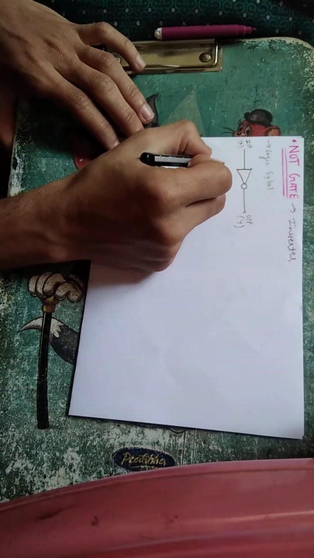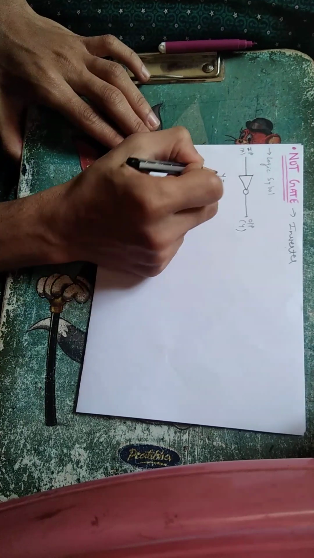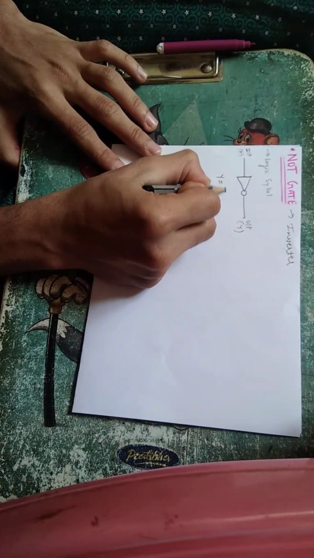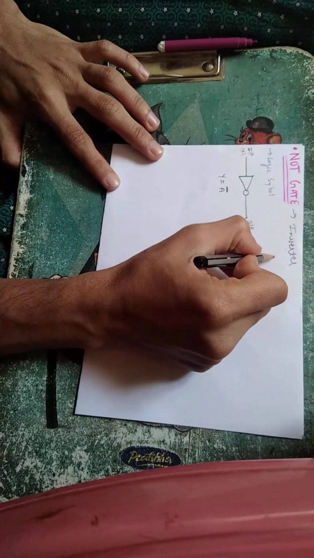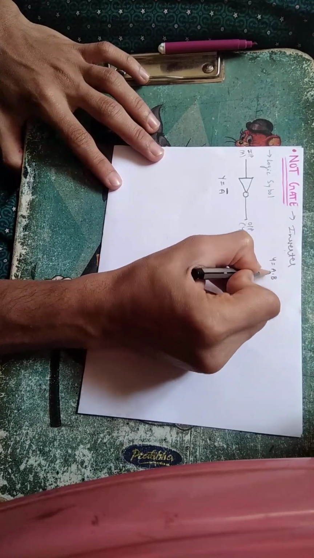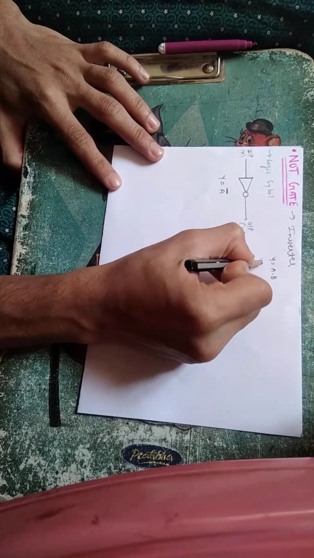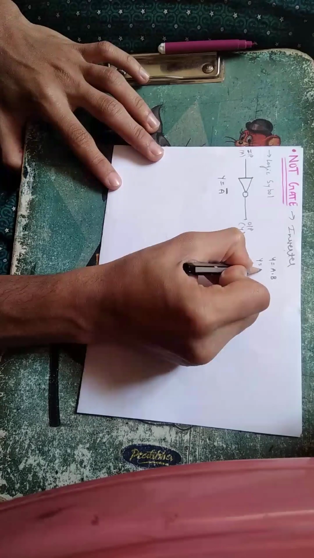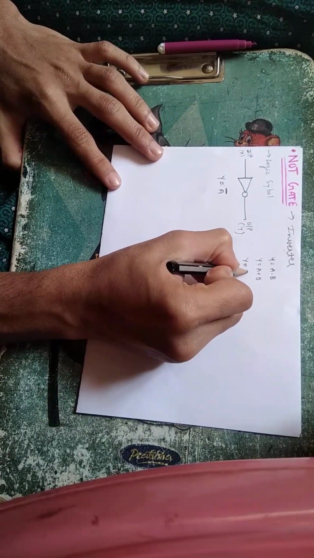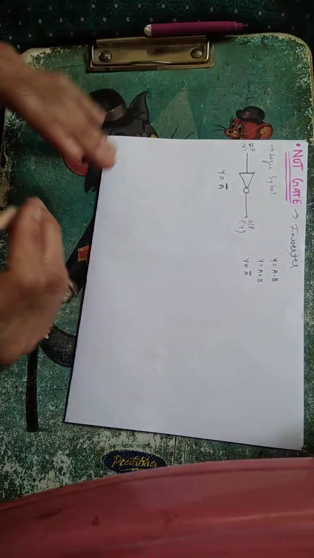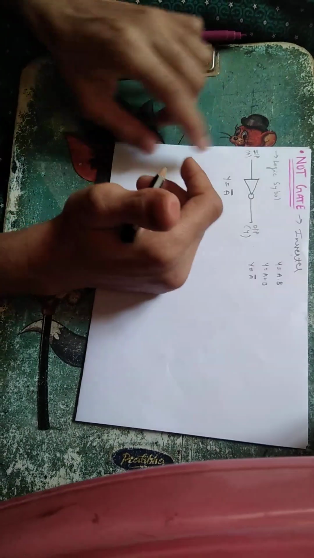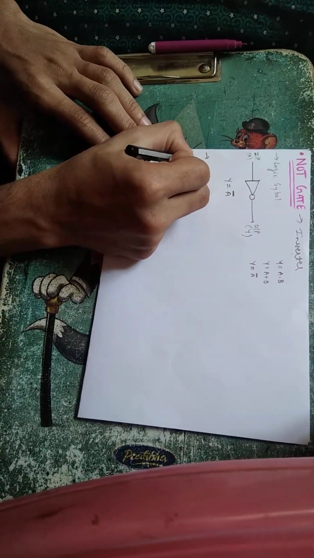What is an inverter? Before that, let me tell you the expression. Output Y is A bar or A complement. See, for AND it was A and B, that is A into B. For OR it was A or B, that is A plus B. And for NOT it is A complement. What is this A complement? Whatever input we give, the opposite comes out. You will get to know in the truth table.